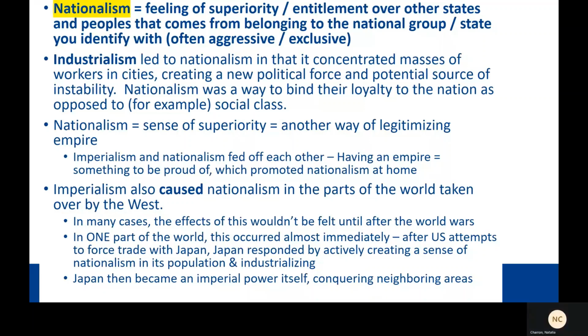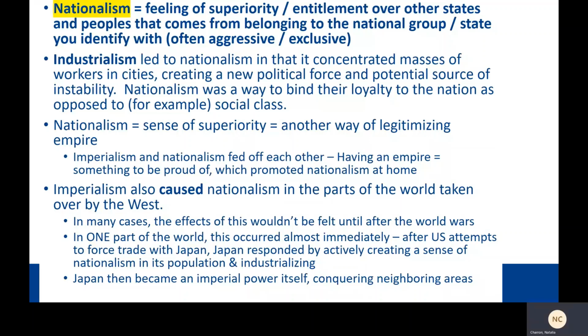Nationalism, meaning having that sense of superiority over others, was another way of legitimizing empire. Imperialism and nationalism fed off of each other. Having an empire was something to be proud of, and that promoted nationalism at home. Imperialism also caused nationalism in parts of the world that the West, the imperial industrial powers, took over. Because when you are taken over by a very different group of people, you often resent that group of people and find a sense of serious commonality with the people who were at home with you before.